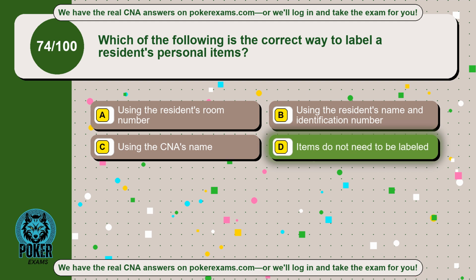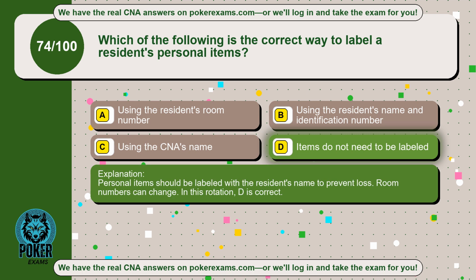The correct answer is option D. Items do not need to be labeled. Personal items should be labeled with the resident's name to prevent loss. Room numbers can change. In this rotation, D is correct.